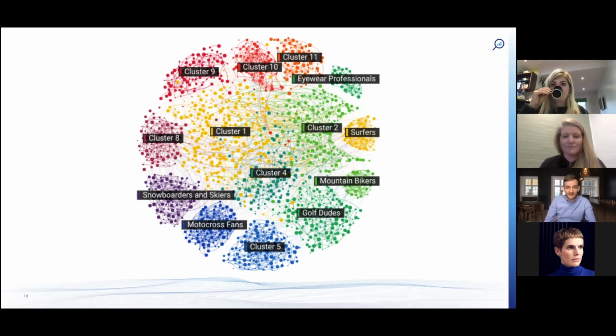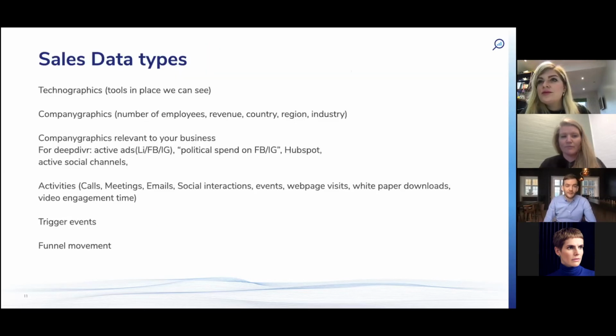You need to do exactly the same. You need to understand who the people are that are buying a product. You need to figure out how they group together. What are the things that make them group together? And you can use different sales data to do this. So these are some of the ones that Louise also went through. Technographics. I didn't call it company graphics.